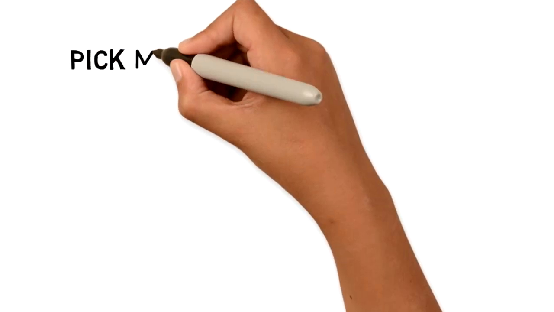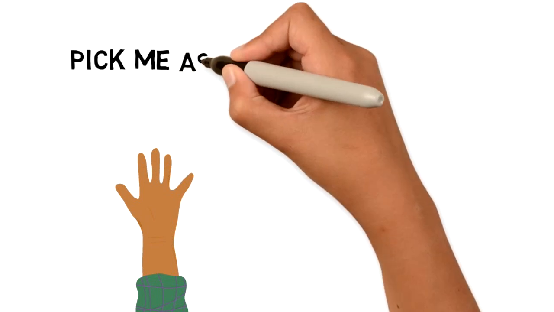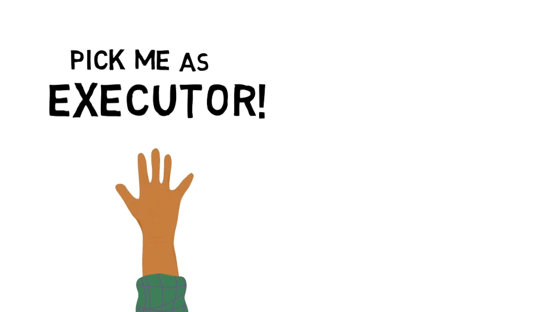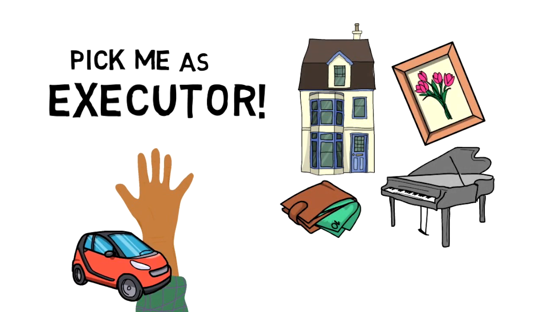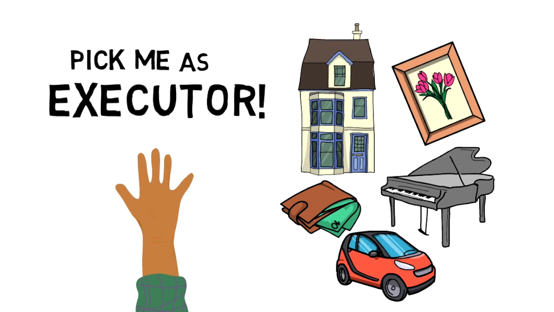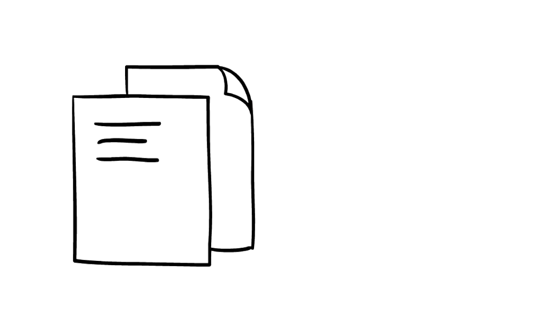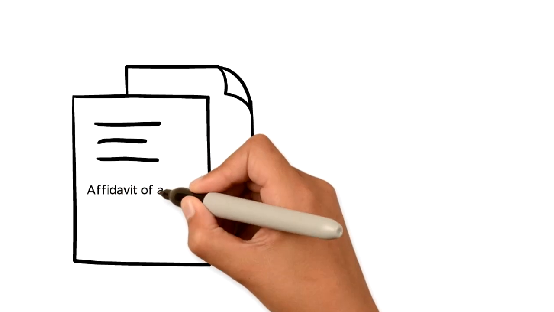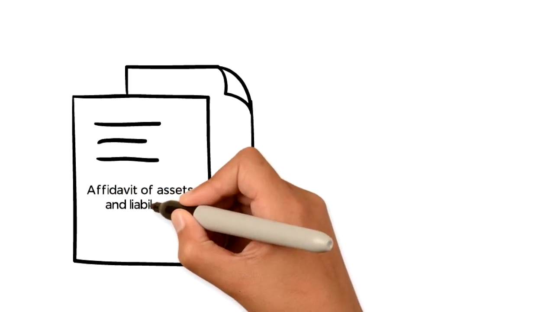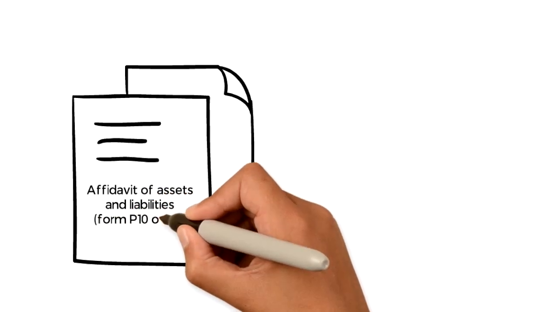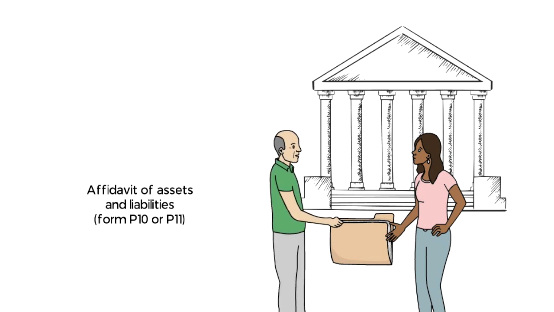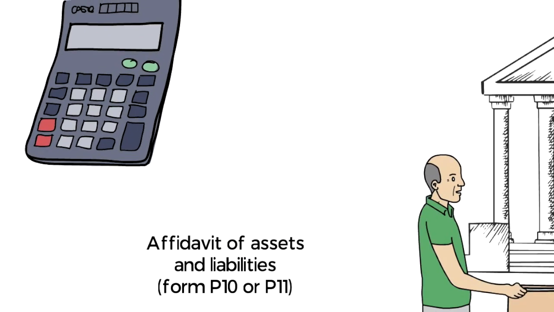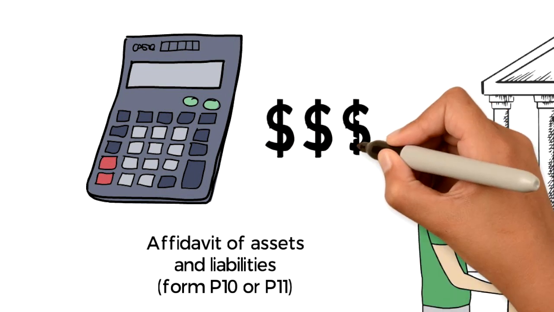When you apply for probate, you're asking the court to name you as the person with authority to deal with the deceased's estate assets. So it makes sense that part of the process involves describing all those assets in detail. You do this by completing a form called an Affidavit of Assets and Liabilities in Form P10 or P11 and filing it with the probate registry. The registry uses this form to calculate the probate fees you might have to pay.